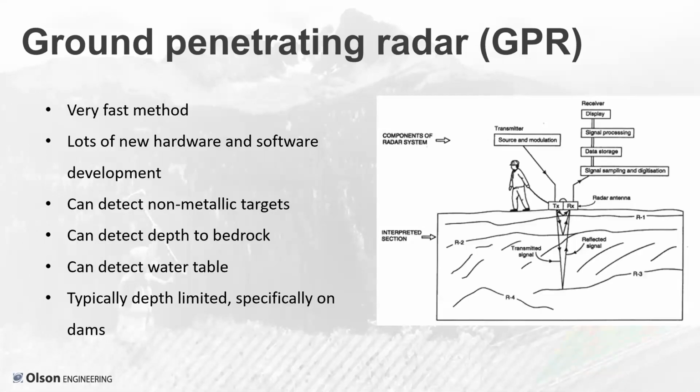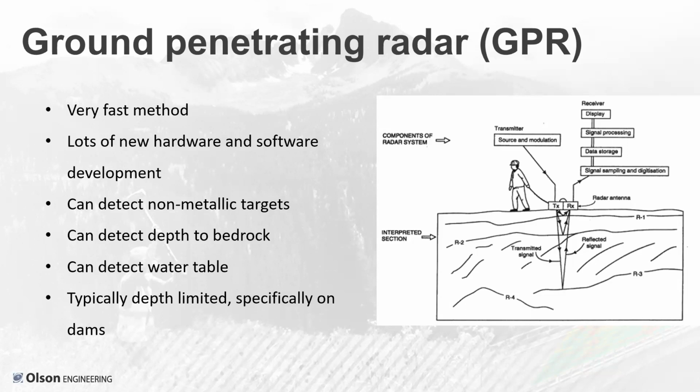All right, ground penetrating radar is a fast method. There's been a huge amount of improvement, but basically we have a transmitter, a receiver, we generate a high frequency radio wave. It propagates away from the transmitter through the subsurface. It interacts with changes in electromagnetic properties in the subsurface, and we measure the response of the reflected signal.